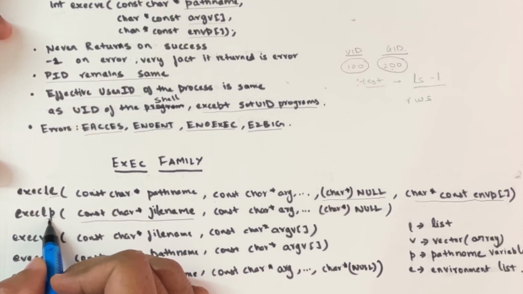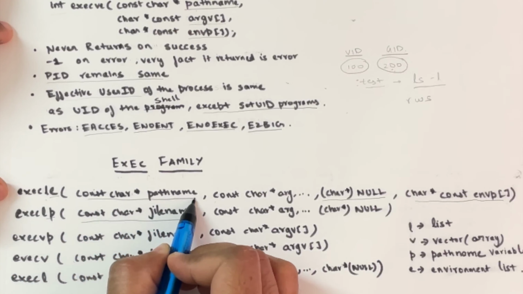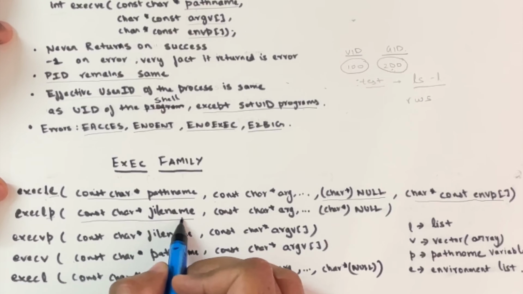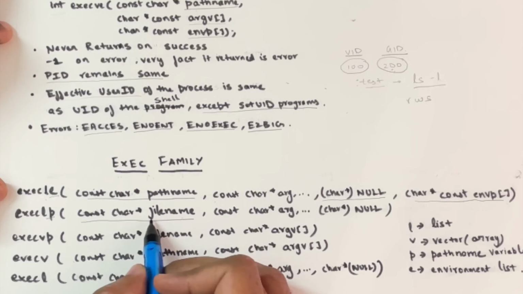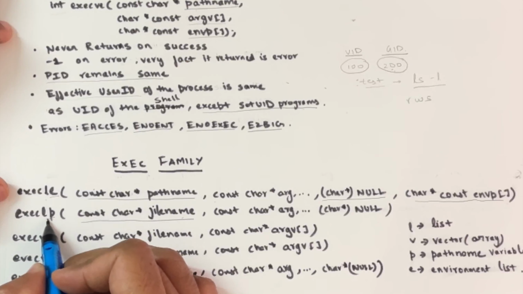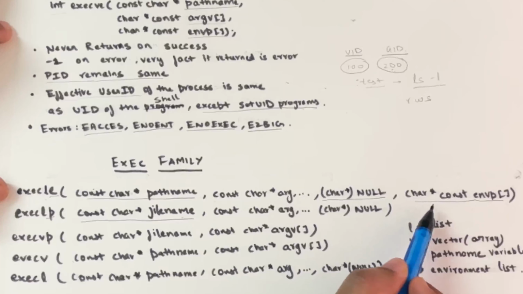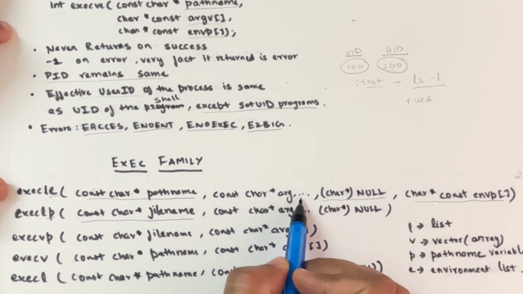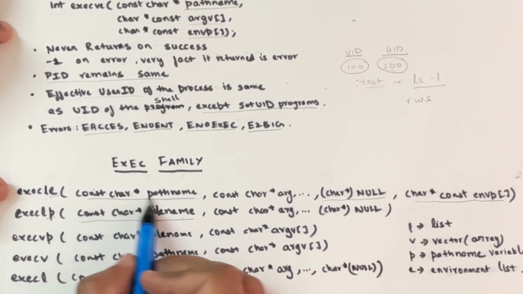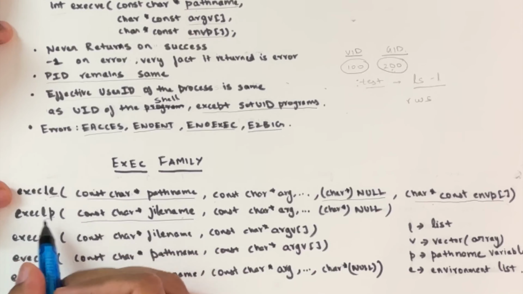So if P is not there in the function name, then you have to provide the full absolute path name. If P is present in the function name, then just the file name is sufficient because this file name would be searched for all the directories in the shell path variable. So execle would be passing the environment list as a vector, a list of null terminated arguments, and the path name because the path variable has not been provided.